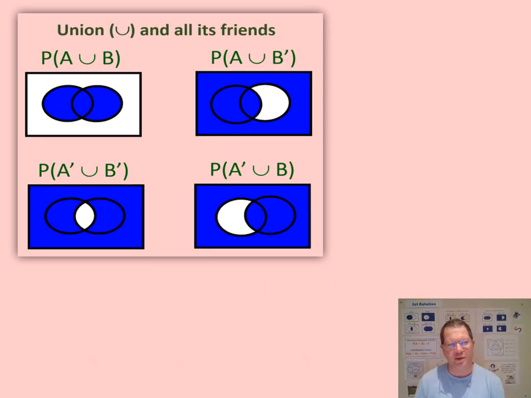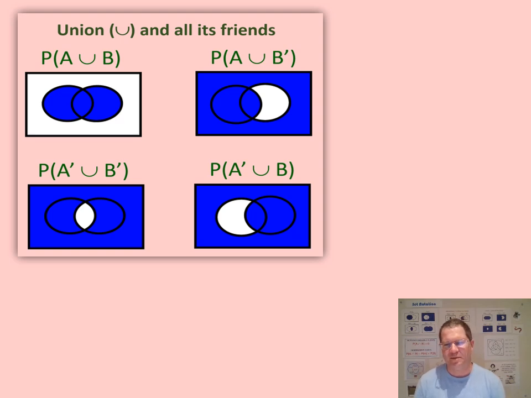So the union is the one that most people find most difficult. The union of A and B is the simplest. It's the A and B circles coloured in completion. But then we have the three others. So the union of A and not B will include everything that's in A and everything that's not in B all together. And the only bit that isn't coloured in is the bit that isn't in A but is in B.